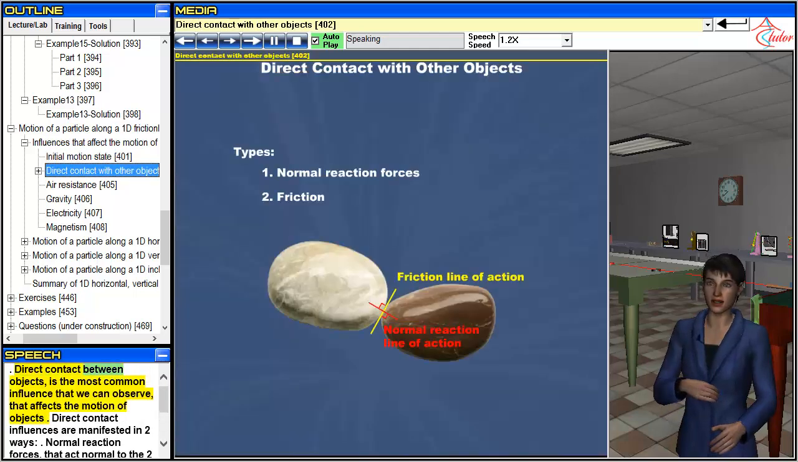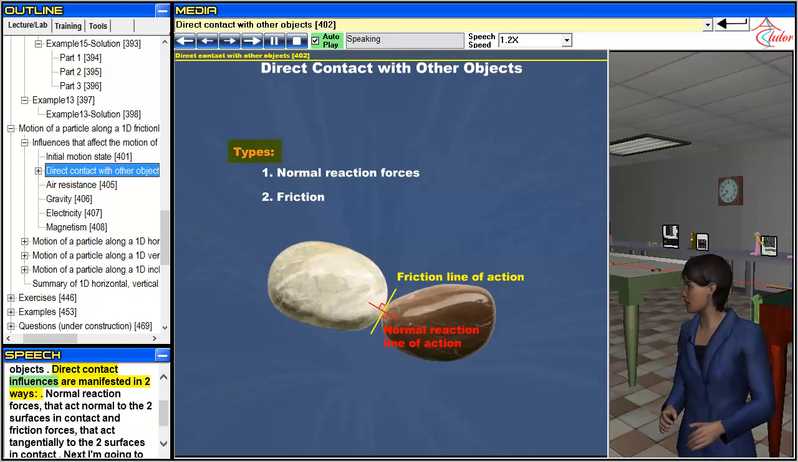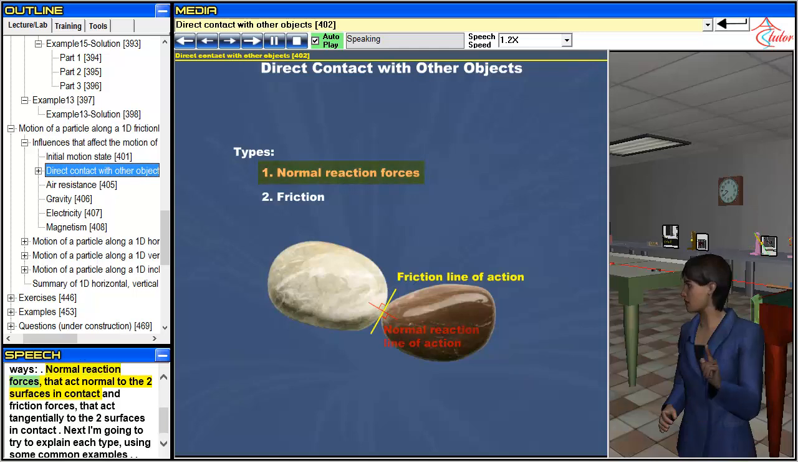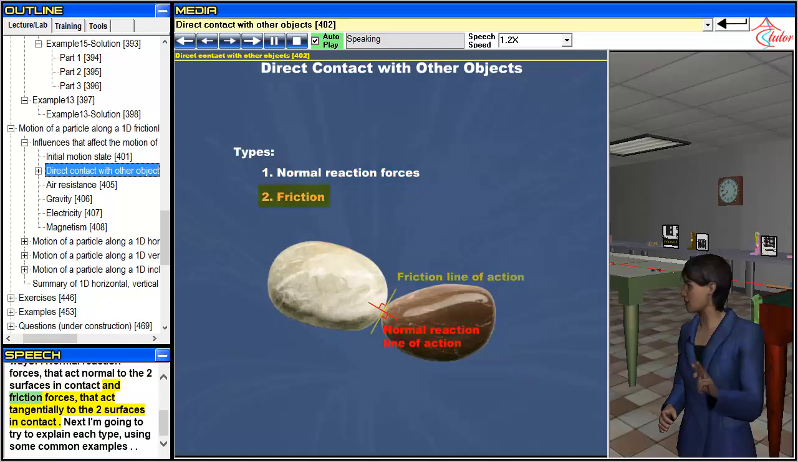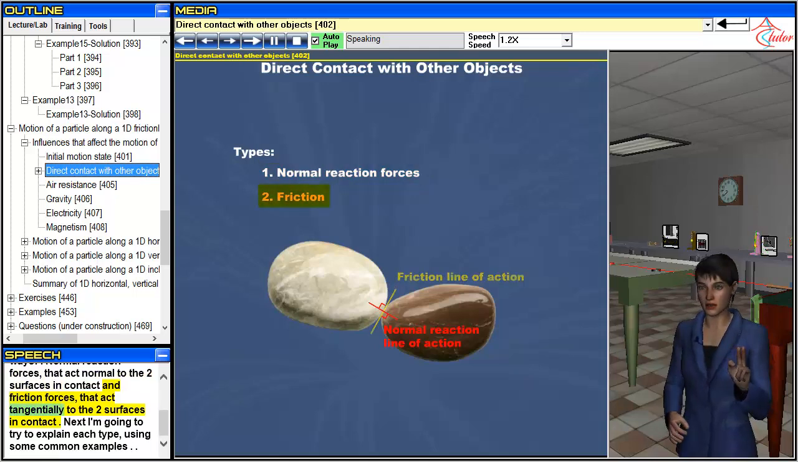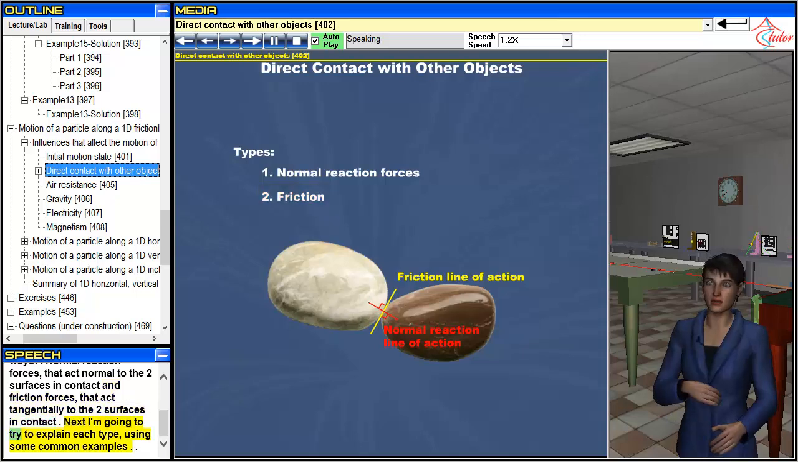Direct contact between objects is the most common influence that we can observe that affects the motion of objects. Direct contact influences are manifested in two ways: normal reaction forces that act normal to the two surfaces in contact, and friction forces that act tangentially to the two surfaces in contact. Next I'm going to try to explain each type, using some common examples.